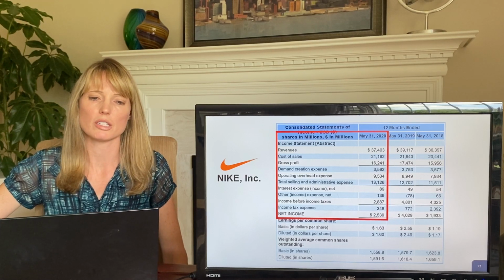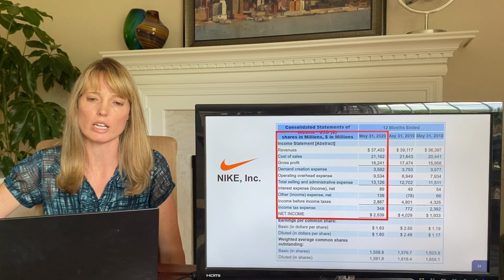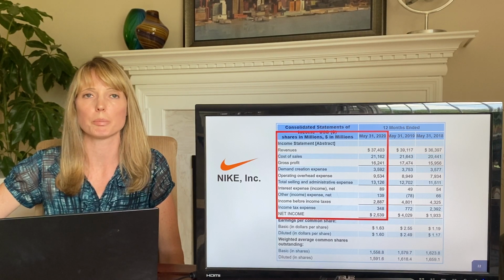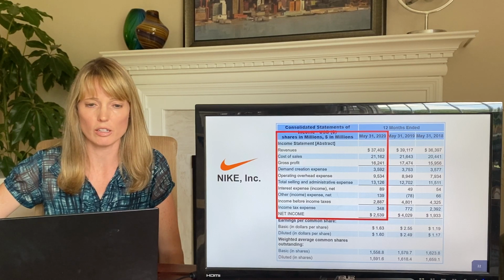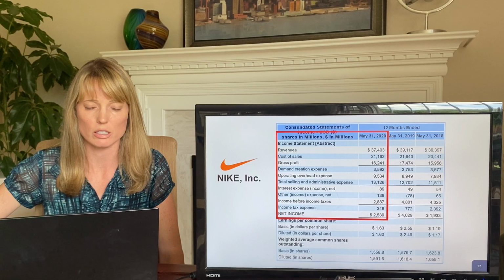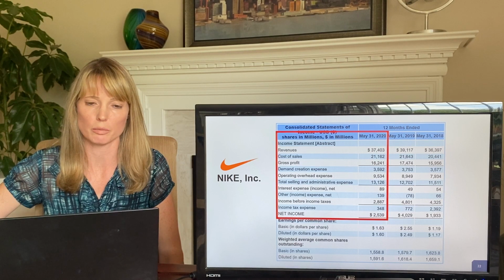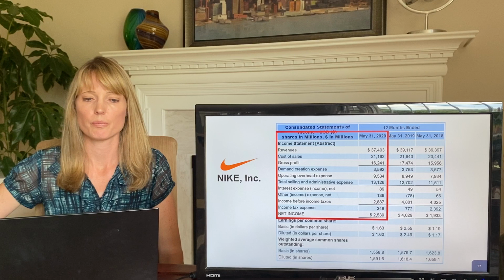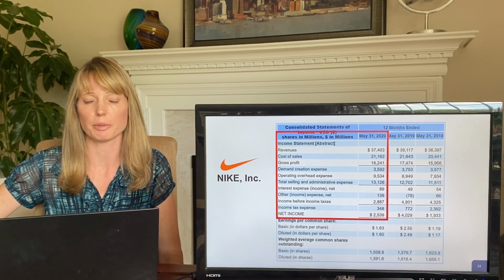Here's Nike's income statement. These numbers are in millions, so we see that for the most recent year, which ended May 31st, 2020, Nike reported revenues of $37.4 billion, and they break down their expenses into several types: cost of sales, demand creation expense, which is just a fancy way of saying advertising expense, operating overhead expense, that's all their other administrative expenses, selling administrative expenses, interest expense, other expense, and income tax expense. What remains is the net income of $2.5 billion.